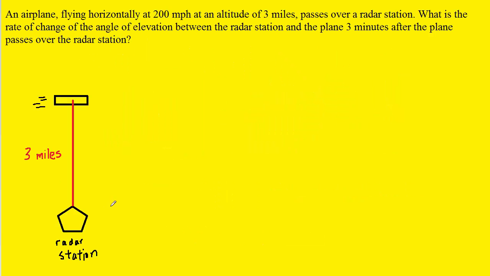If you haven't done so yet, please pause the video and try to answer the question first on your own before listening on. We've gone ahead and drawn a picture of the initial situation where the airplane initially is flying directly above the radar station, 3 miles above.